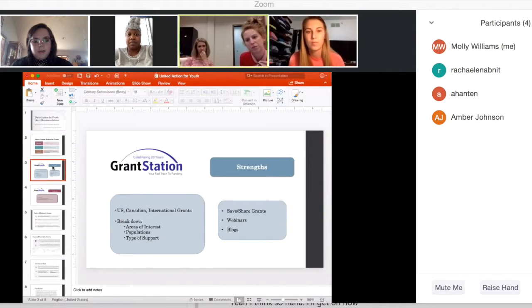Once you find a grant that you're interested in, you can save it to your dashboard, as well as go back and look at it later, and they give you an option to email that grant profile to other people as well. So it's really collaborative. GrantStation breaks down the information into various categories, so if you're looking for one thing in particular, you can easily find that. GrantStation also provides resources such as webinars and blogs just for additional help with the grant search process.